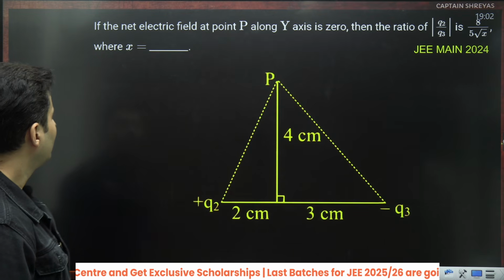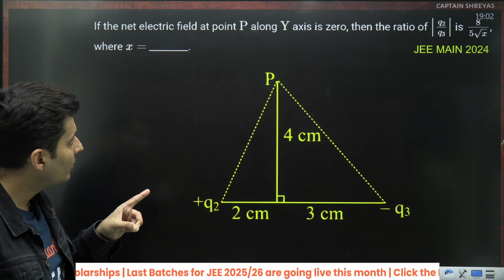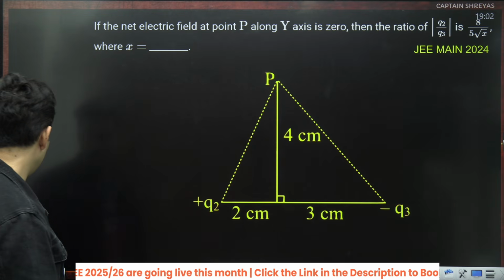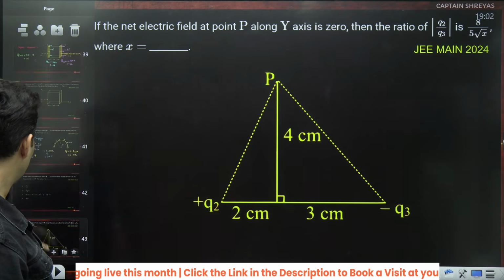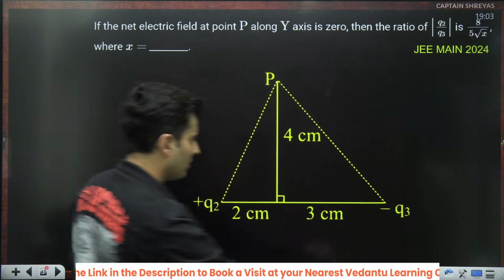Okay, what do we have? The net electric field at a point P along the y-axis is 0 and the ratio of the charges is how much? Interesting question. Maybe I might need more slides. Let me just create a duplicate of this just for the space sake.